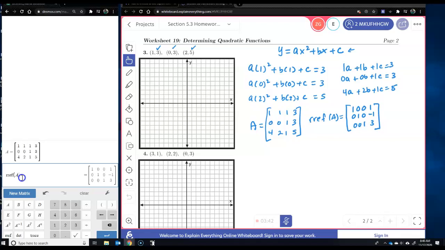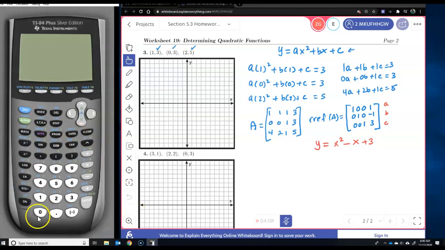So let me rewrite the quadratic equation using these answers. So this is A, B, and C. So we have y equals x squared minus x plus 3. So I'm going to go ahead and use my graphing calculator. And we have y equals, clear this, x squared minus x plus 3. Go ahead and go to your table.